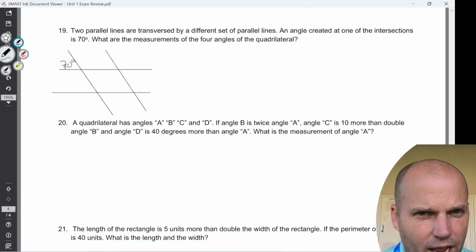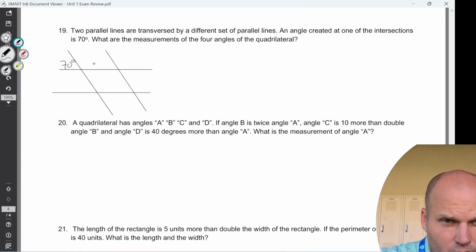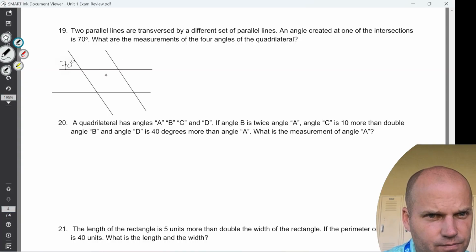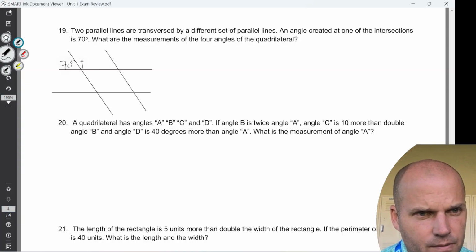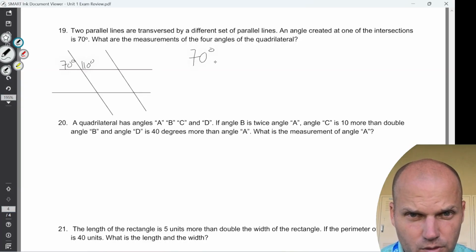So that means the 4 angle measurements of the quadrilateral, since these are 2 sets of parallel lines, must be 2 70s and 2 110s.